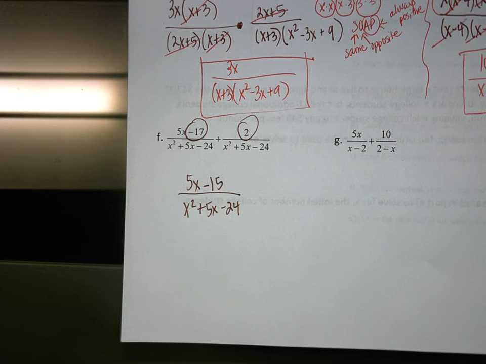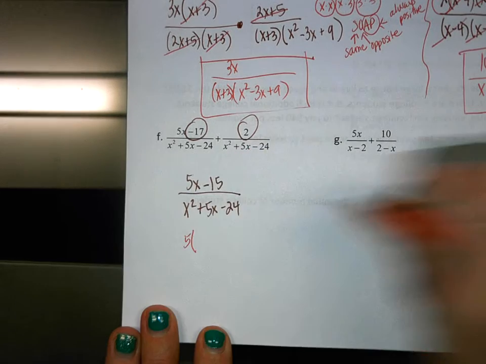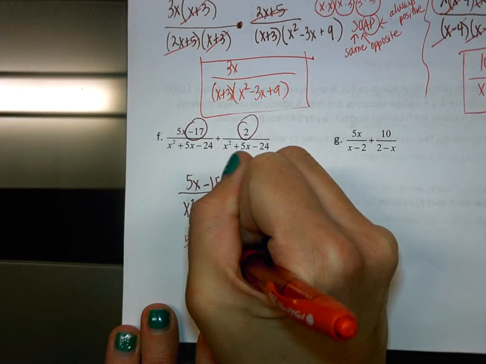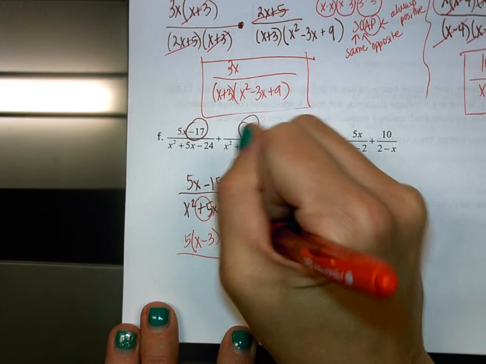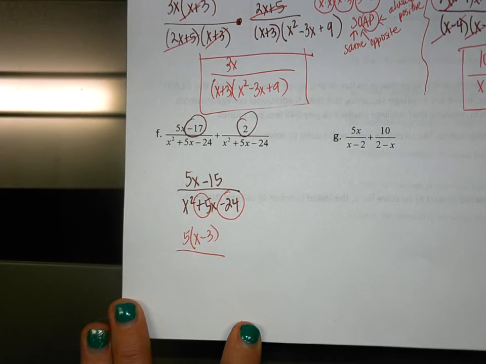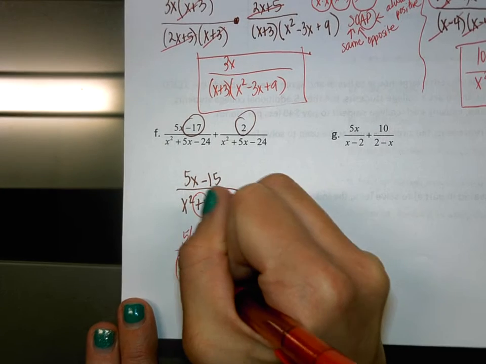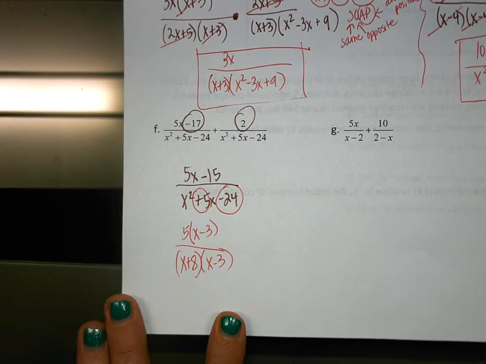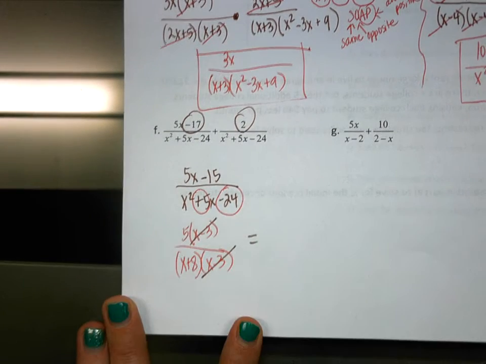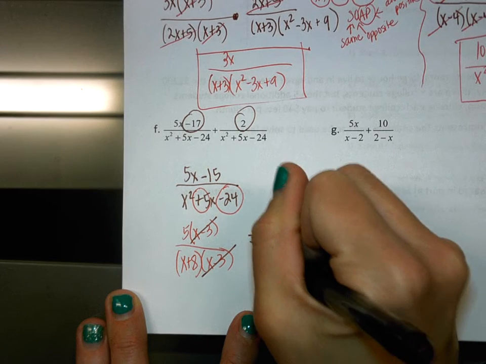Okay, and what do you think we'll have to do next? Simplify. Yeah, simplify. Can you factor the top? Take out 5. Good, we can take out a 5, and we're left with x minus 3. Good. Okay, the denominator, we're looking for something that adds to be 5 and multiplies to be negative 24. Positive 8 and a negative 3. Good. So x plus 8 and x minus 3. And then hopefully we realize that we have two x minus 3s, one on the top and one on the bottom, so those can cancel. And we are left with 5 over x plus 8.